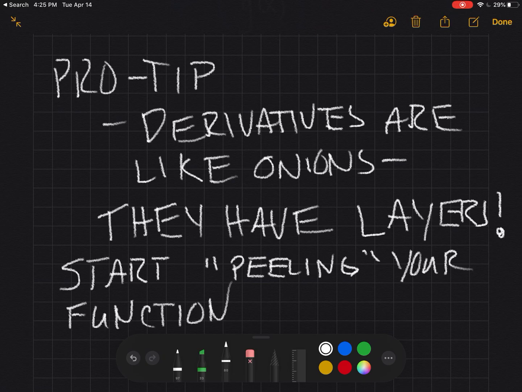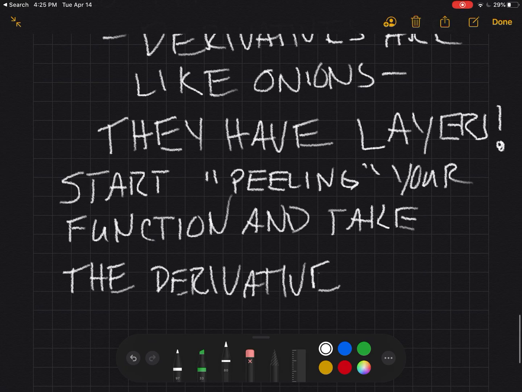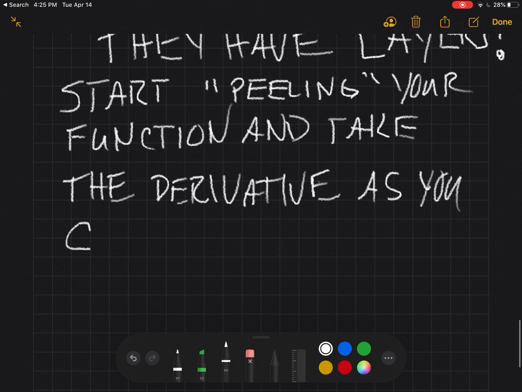They have layers. So start peeling your function, and take the derivative as you go.